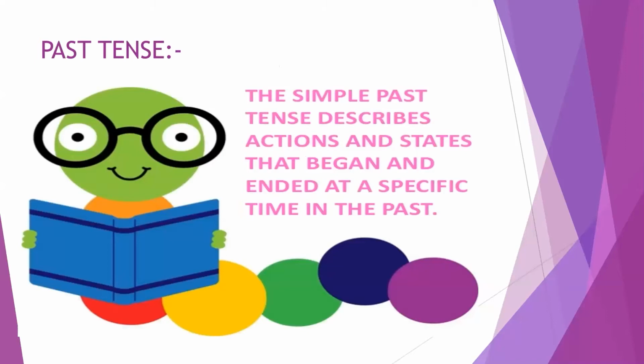Firstly, we know what is past tense. The simple past tense describes actions and states that began and ended at a specific time in the past. The past tenses are those tenses that tell about the events that happened in the past. In languages which have a past tense, it thus provides a grammatical means of indicating that the event being referred to took place in the past.